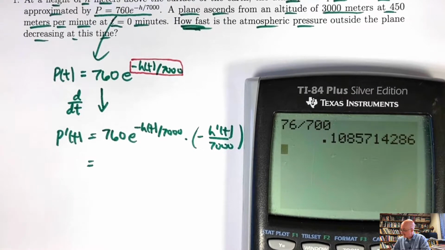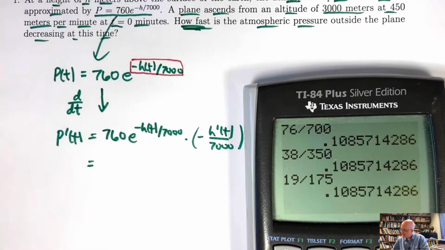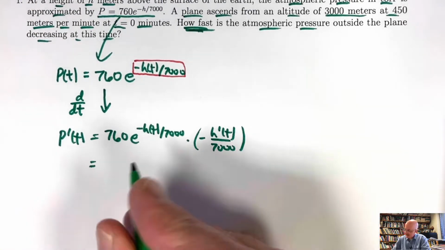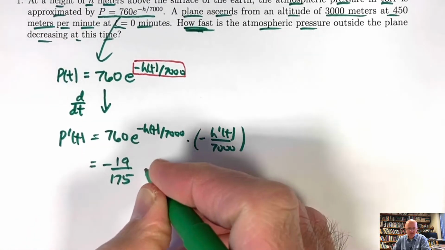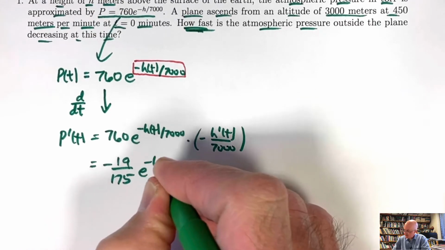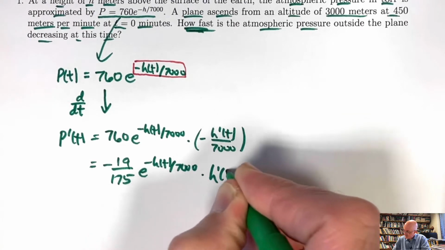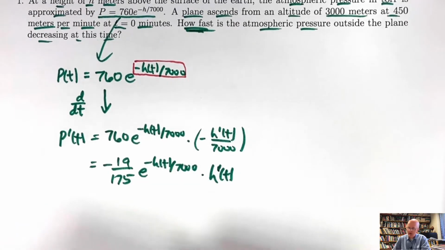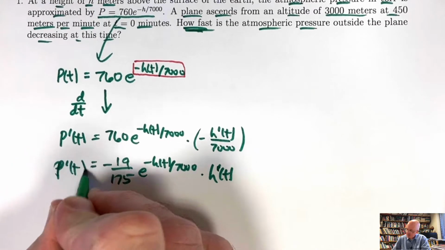We could also reduce the fraction further to 38 over 350, or even 19 over, what would it be? 350 divided by 2 would be 175. Yep, those are all the same. So we could write negative 19 over 175 when we reduce the fraction, e to the negative h of t over 7,000 times h prime of t. It's perhaps the nicest way to write the relationship between p prime of t and h prime of t.